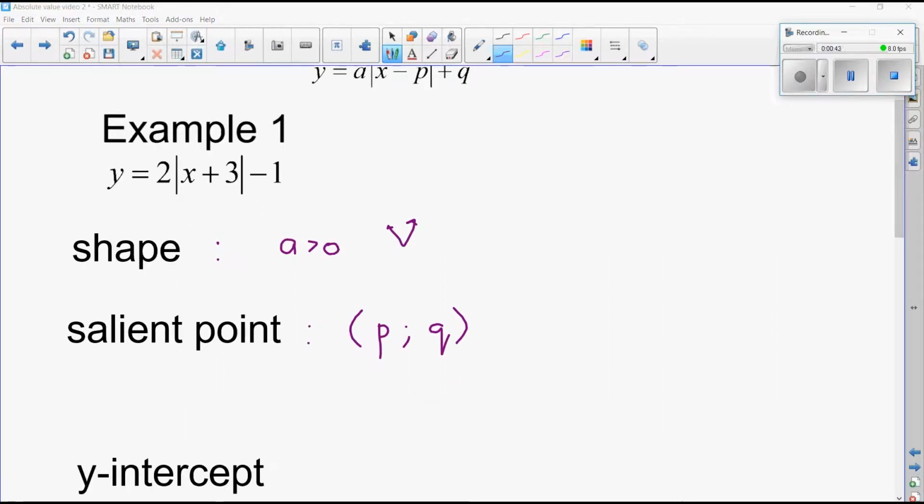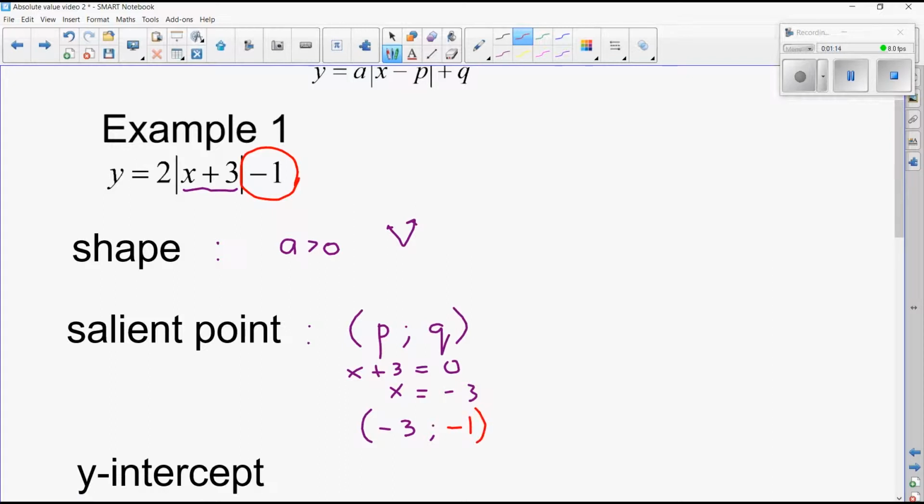To find the value of p, you're going to let the expression between the absolute signs equal 0. So we let x plus 3 equal 0, and we solve for x, and we see that x equals negative 3. So the salient point has an x coordinate of negative 3, and this is the value of p. Q, you get directly from your equation, and the value of q is negative 1. So you write down negative 1.